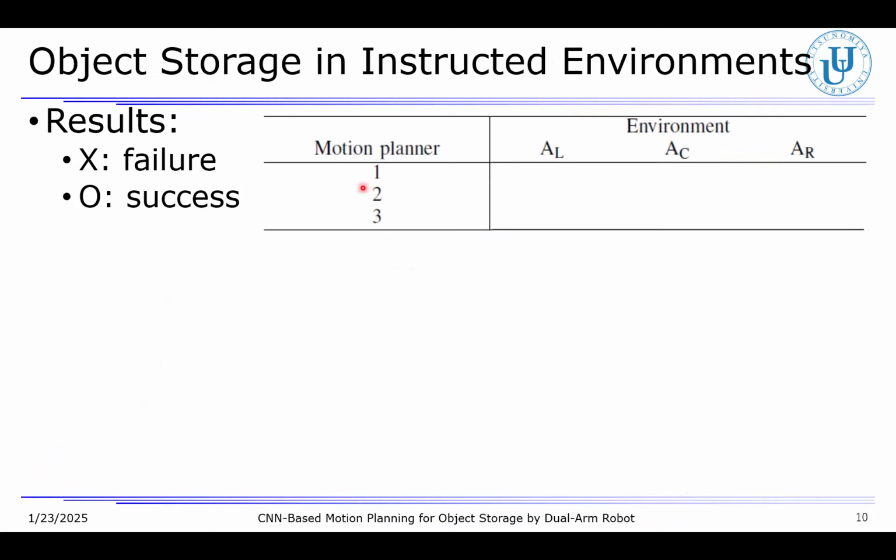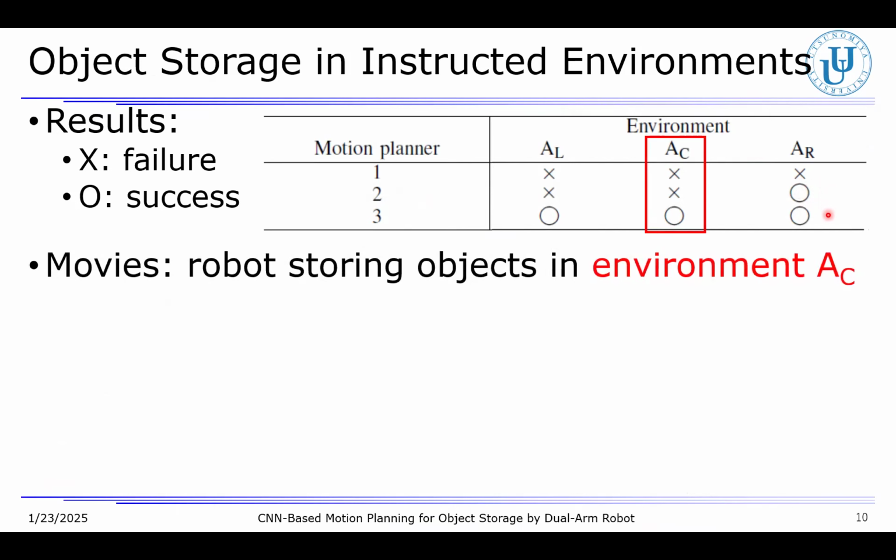As for the first motion planner, unfortunately, the robot failed to store the objects in all the environments. The robot based on the second motion planner succeeded in storing the objects only in environment AL. In contrast to these motion planners, the robot based on the third motion planner succeeded in storing the objects in all the environments.